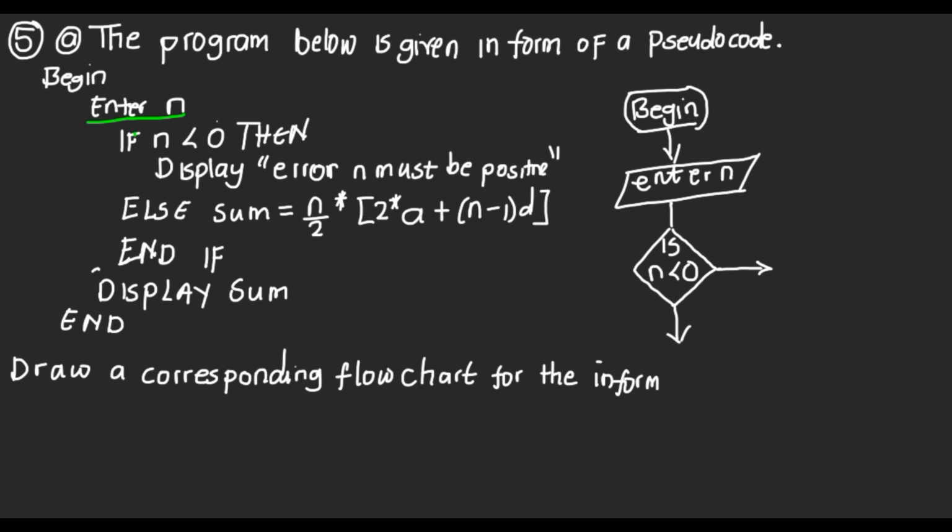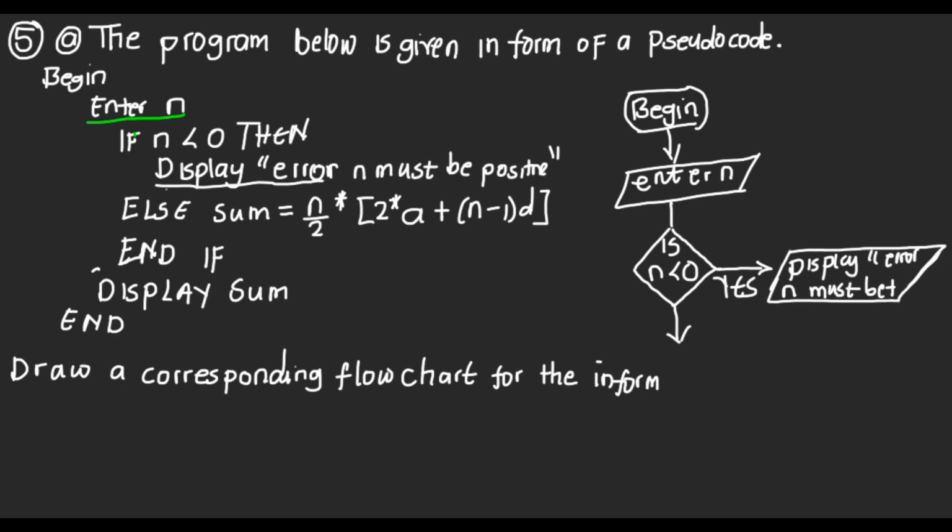Now, the other thing, from the same question here, whenever you see then, under the flowchart it changes into yes. So let's say we put yes. If we put yes, we are told display error message n must be what? Positive. So that is what we are going to put in this parallelogram here. So say display error, n must be positive. So that is what we are supposed to do.